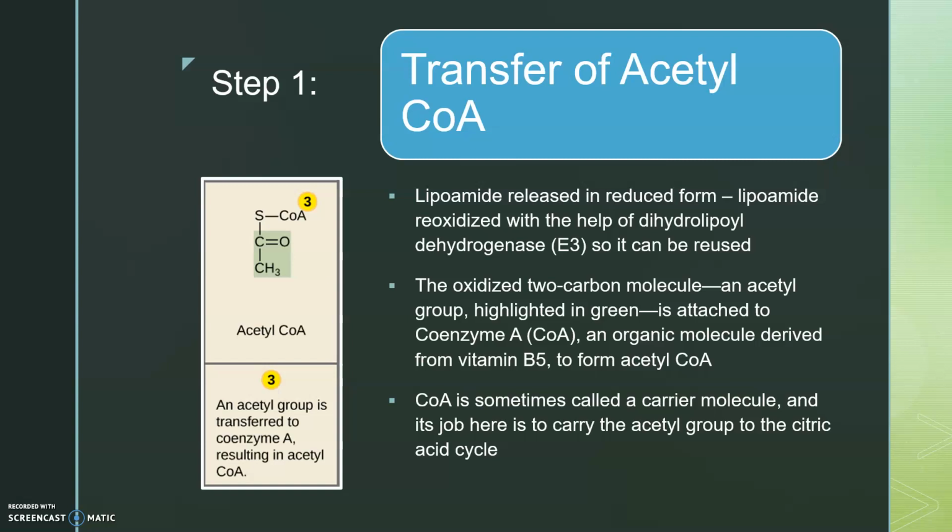And then it's important to note that CoA is sometimes called a carrier molecule, but its job here is just to carry that acetyl group to the citric acid cycle. So again, an acetyl group is transferred to coenzyme A, which results in acetyl CoA.